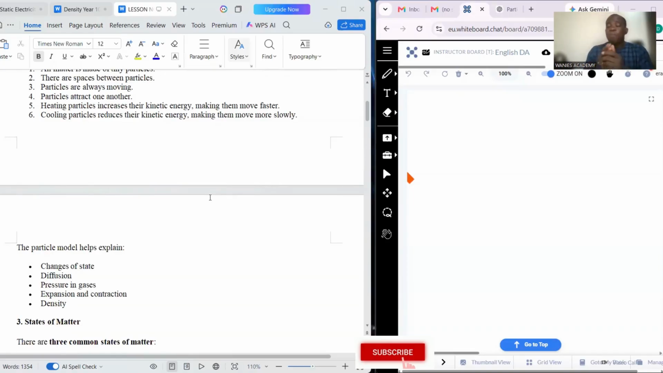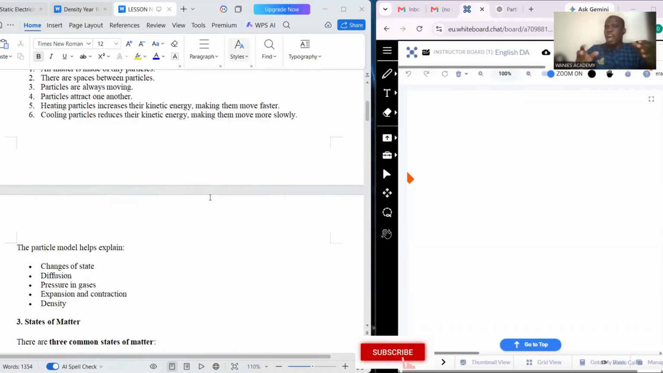It also helps us to explain diffusion. The particle model helps us to explain pressure in gases, and also explains expansion and contraction. Then it helps us to also explain density.